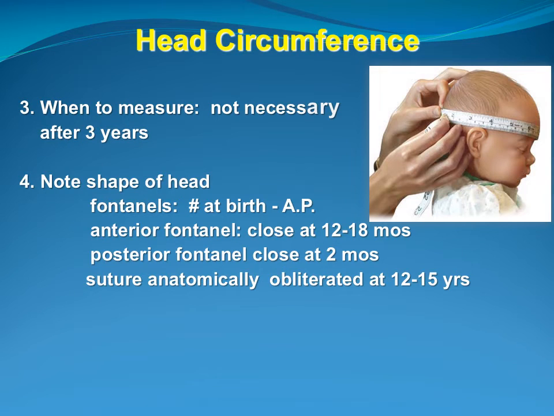Likewise, we should take note of how to correctly measure the head circumference of a child. It should be measured at the widest angle, that is from the glabella to your posterior occiput area. We should also take note of the presence of fontanelles. There are 2 fontanelles present at birth. One is the anterior and one is the posterior. The anterior fontanelle closes last, at approximately 12 to 18 months, while the posterior fontanelle closes during the first 2 months of age.